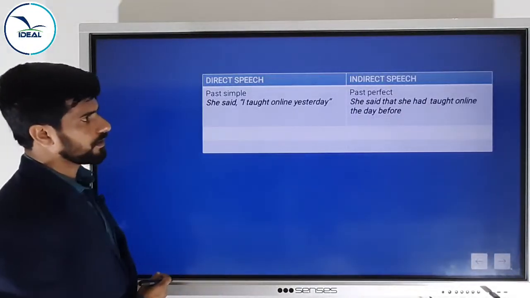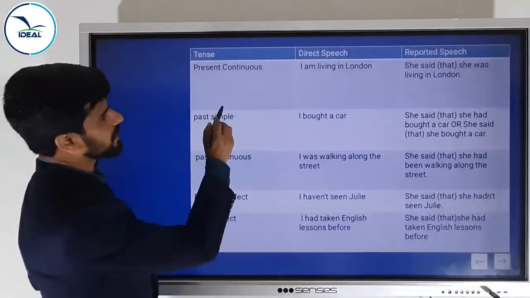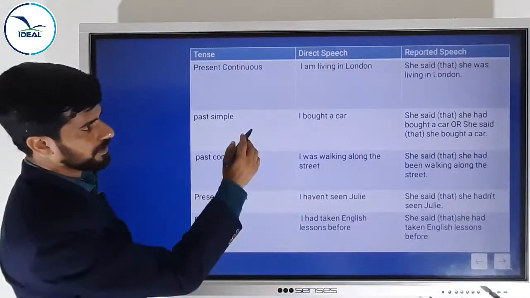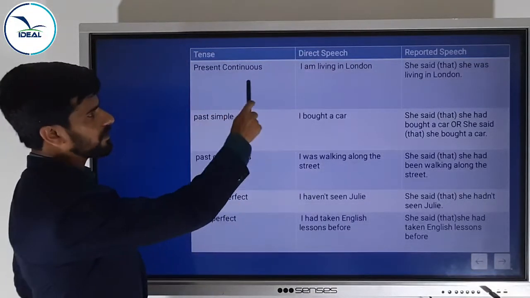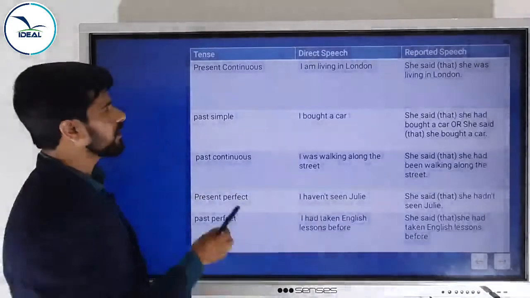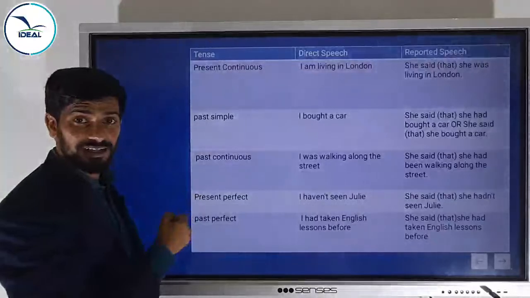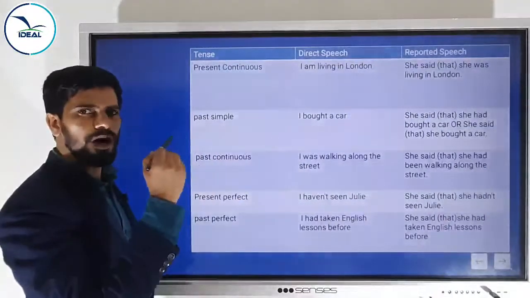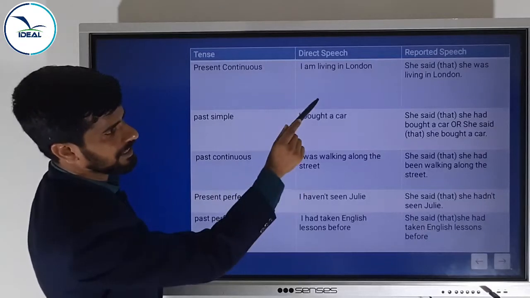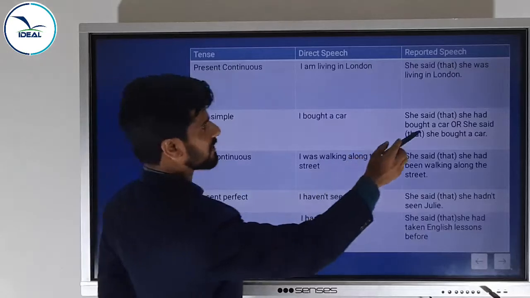Okay, then what are the other present continuous? And you can see with examples what changes take place in the present continuous when you convert into reported speech. If it is present continuous, what will happen? As you learned earlier, it will automatically become past continuous, right? I am living in London. She said that she was living in London. So you notice the changes, right?